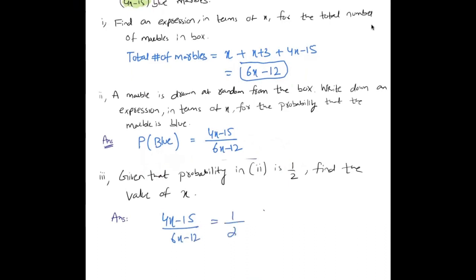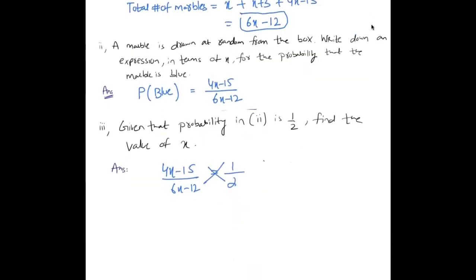The question says that the probability of blue is 1 upon 2. So just cross multiply and solve this. So is x coming out to be 9? Everyone is getting x as 9? Yes. Okay, great.